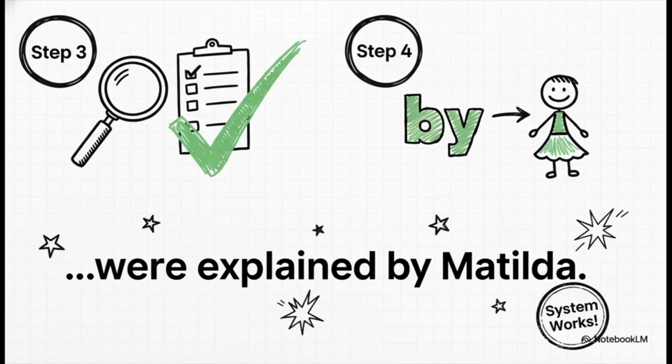Okay, now we can just cruise through the last two steps. This is the easy part. For step 3, we need the third form of the verb. But look, explained is already in its third form, so that's already done for us. Awesome. And for step 4, we just add by before Matilda. And there it is. The rules and structures of basic grammar were explained by Matilda, our perfect passive sentence. See? The system works, even on the tricky ones.